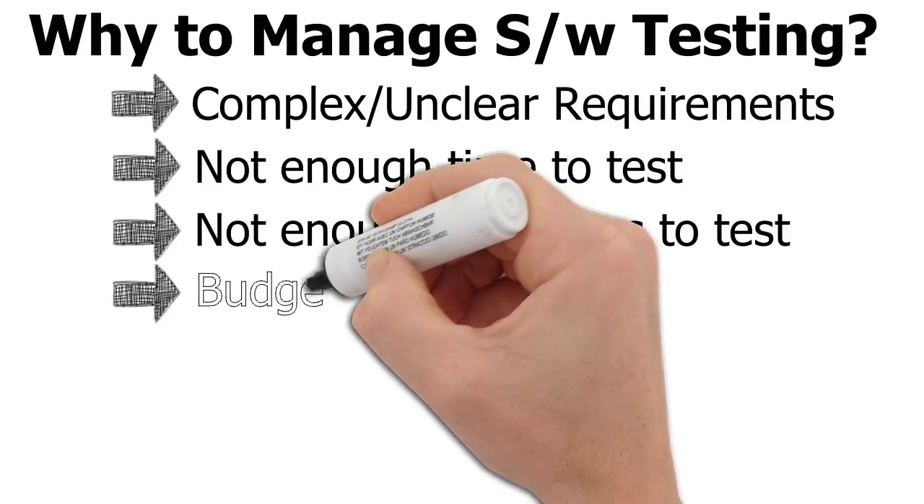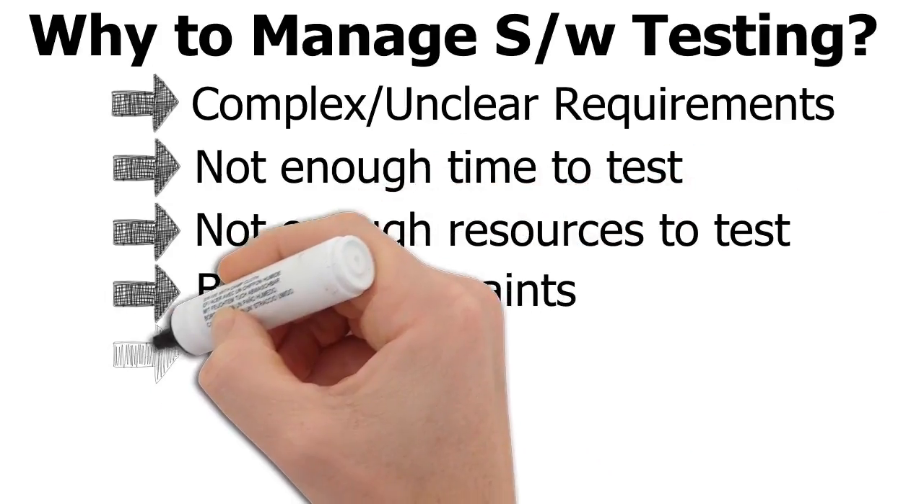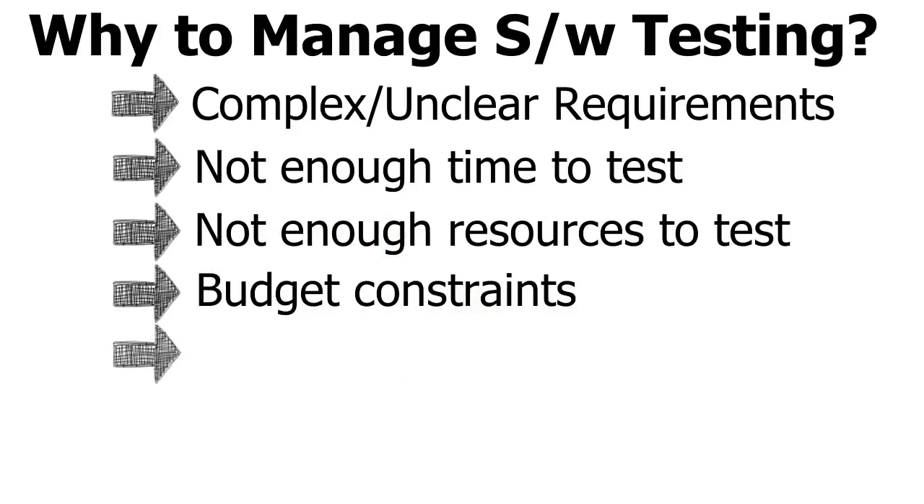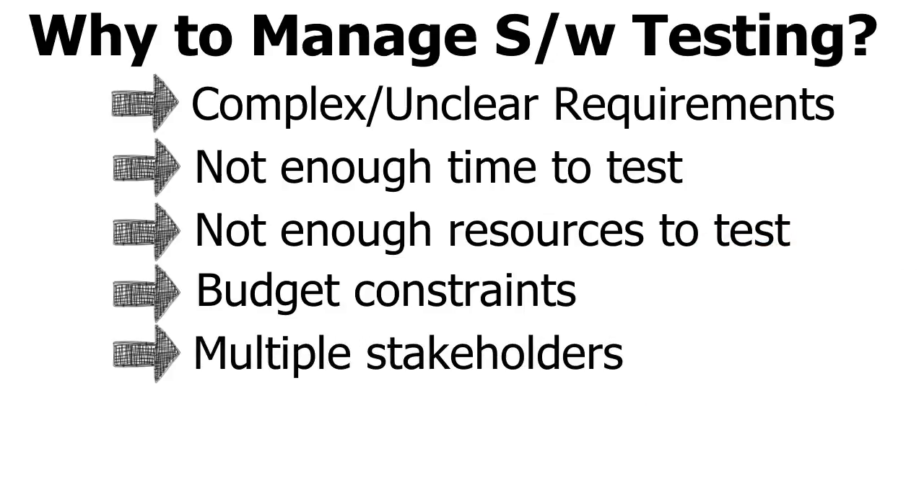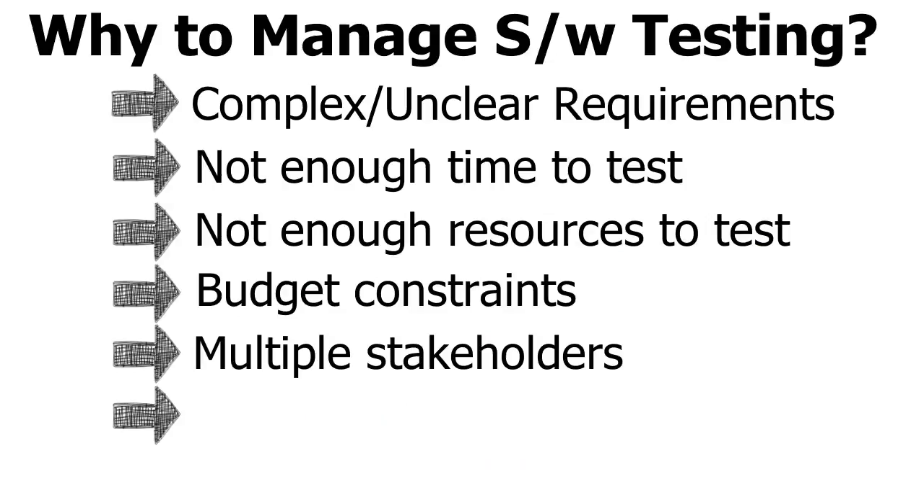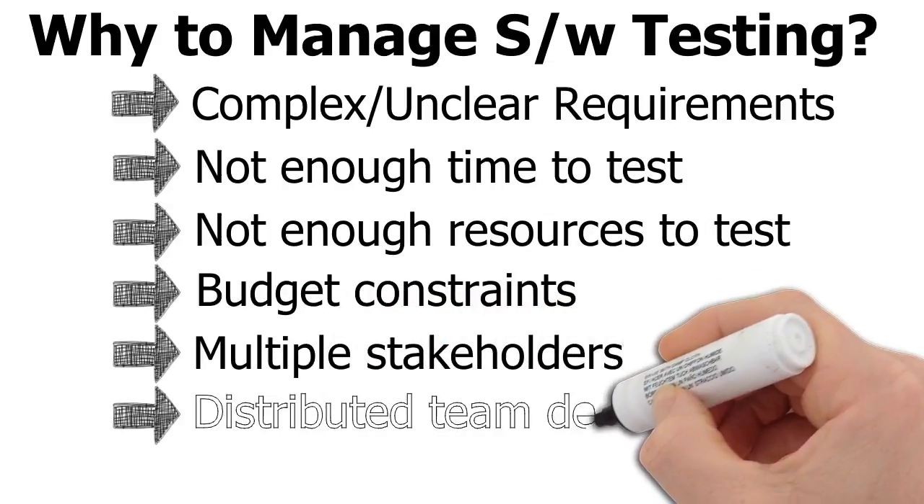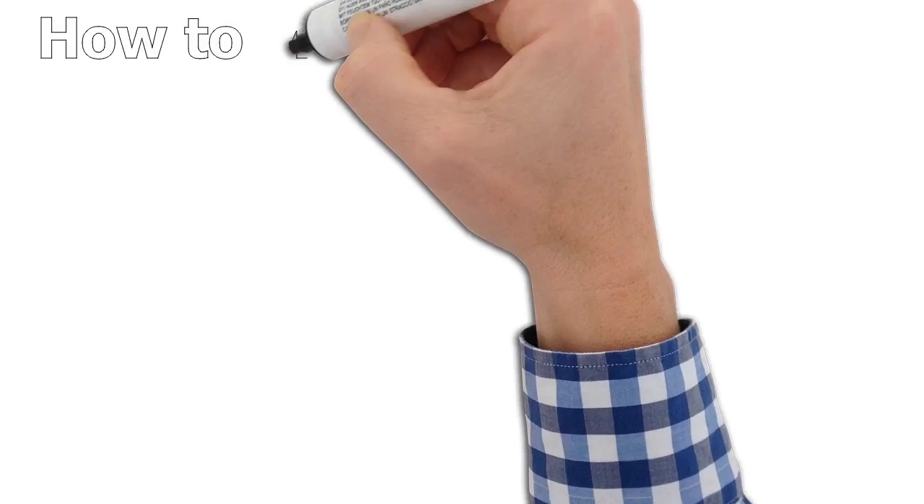Not enough resources to test, which is very common. And then budget constraints, depending upon the resources and depending upon the time, there might be certain constraints on budget. Multiple stakeholders are involved as a part of testing and deliverables. And last but not the least, distributed team dependencies. There might be distributed teams because of which a software testing project has to be managed so that everybody is on the same page and we are having high quality product delivery.